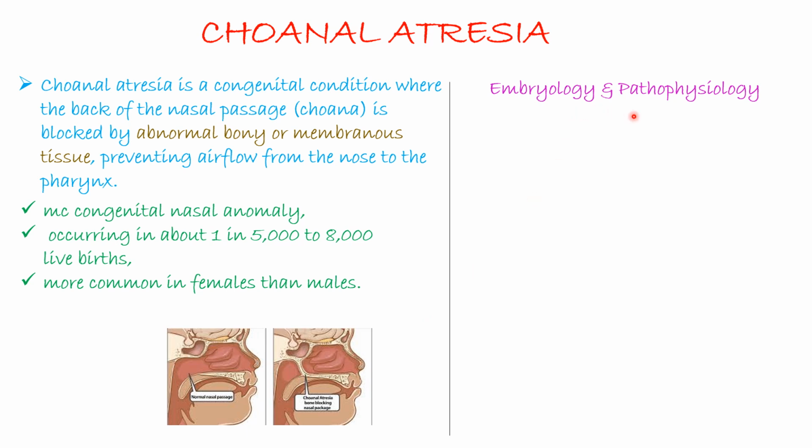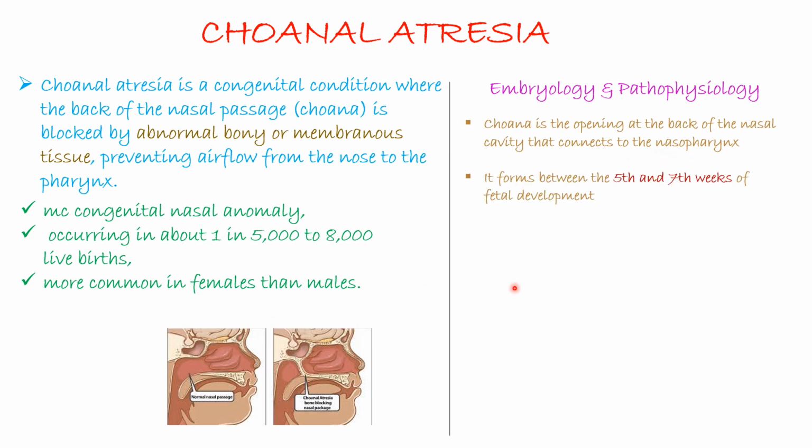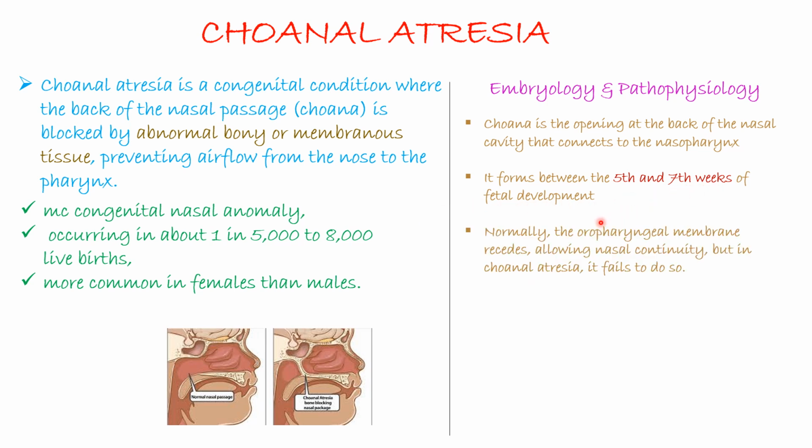So the embryology or the pathophysiology behind how we reach here is in our birth. The choanal opening, so what is the choanal opening? The choanal opening is the opening at the back of the nasal cavity that connects the nasal cavity and the pharynx. So in short, the nasal cavity and the pharynx. It forms between the 5th and the 7th weeks of fetal development. So normally we have the oropharyngeal membrane that recedes.